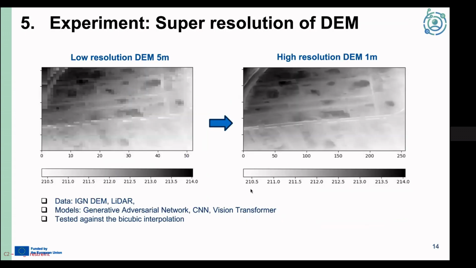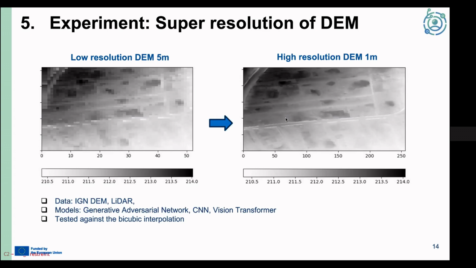This is an example of our experiment. So what we want is to go from a low resolution to the highest resolution, from 5 meters to 1 meter. It's very important because we are talking about urban areas, and with, for example, a 5 meter DEM, we can miss a lot of details in a street. So it's very important to have this one.